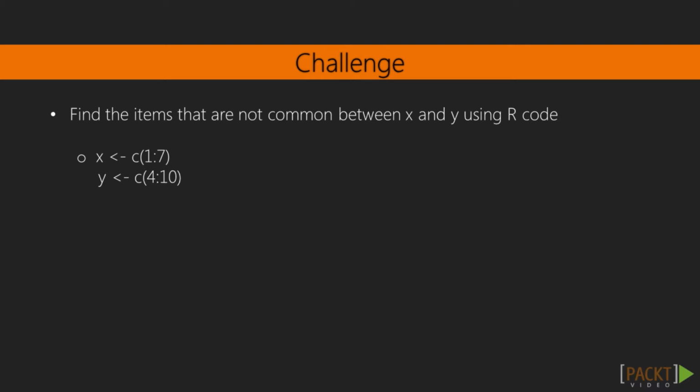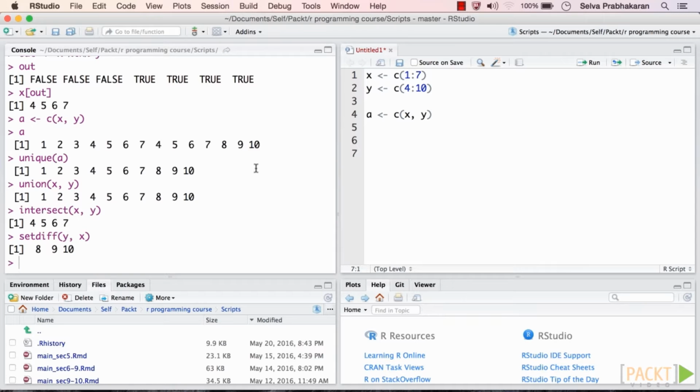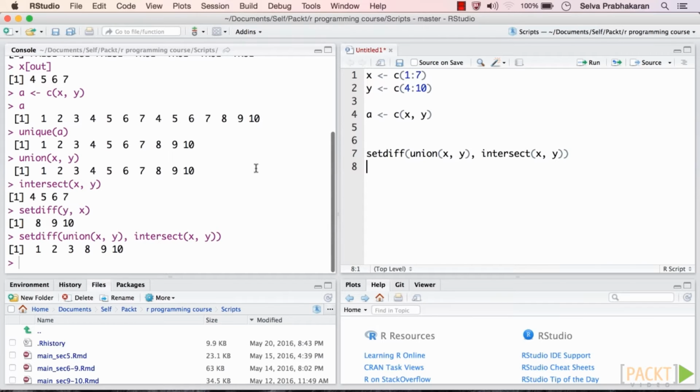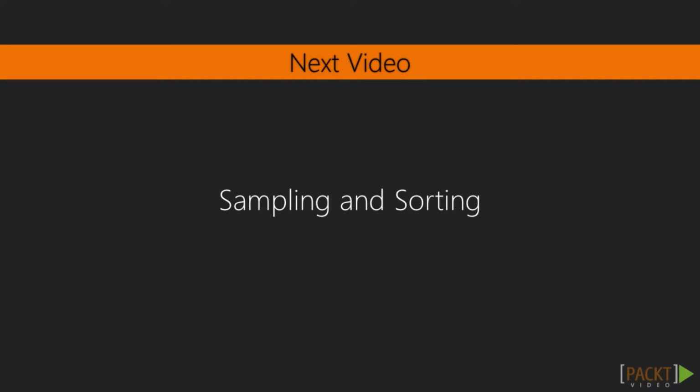Let's do a mini challenge. Find the items that are not common between X and Y. As before, I will show you my version of the answer after you've tried it on your own. So, here is my answer. Hope you enjoyed this video where we saw different set operations. In the next video, we will learn about sampling and sorting.